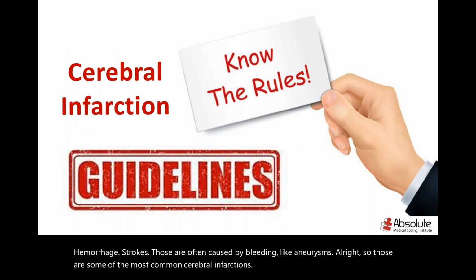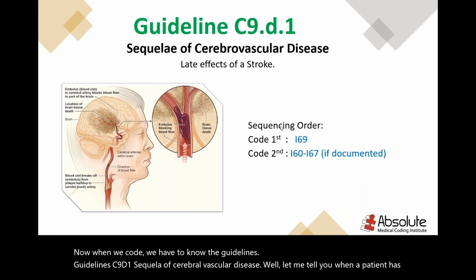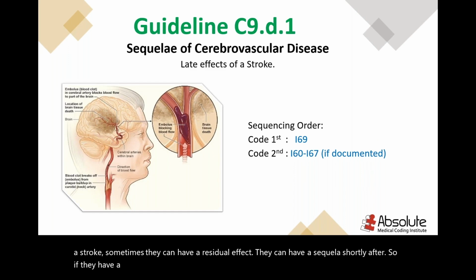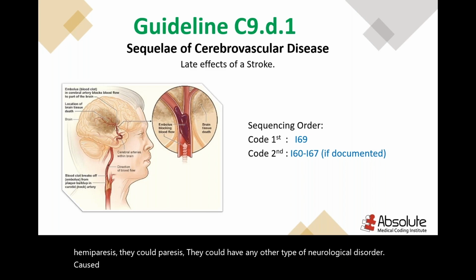Now, when we code, we have to know the guidelines. Guideline C9D1, sequela of cerebral vascular disease. Let me tell you, when a patient has a stroke, sometimes they can have a residual effect. They can have a sequela shortly after. So if they have a stroke, they could have some dysphagia, they could have some hemiparesis, they could have any other type of neurological disorder caused by the stroke, right?